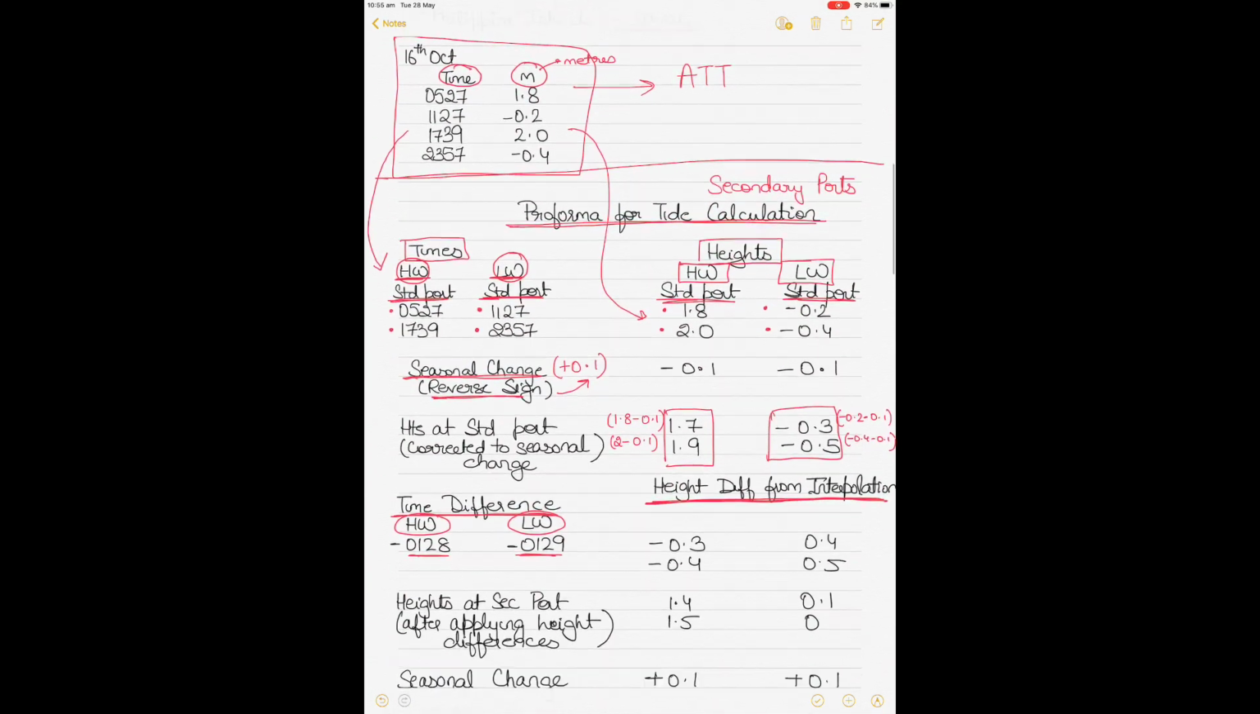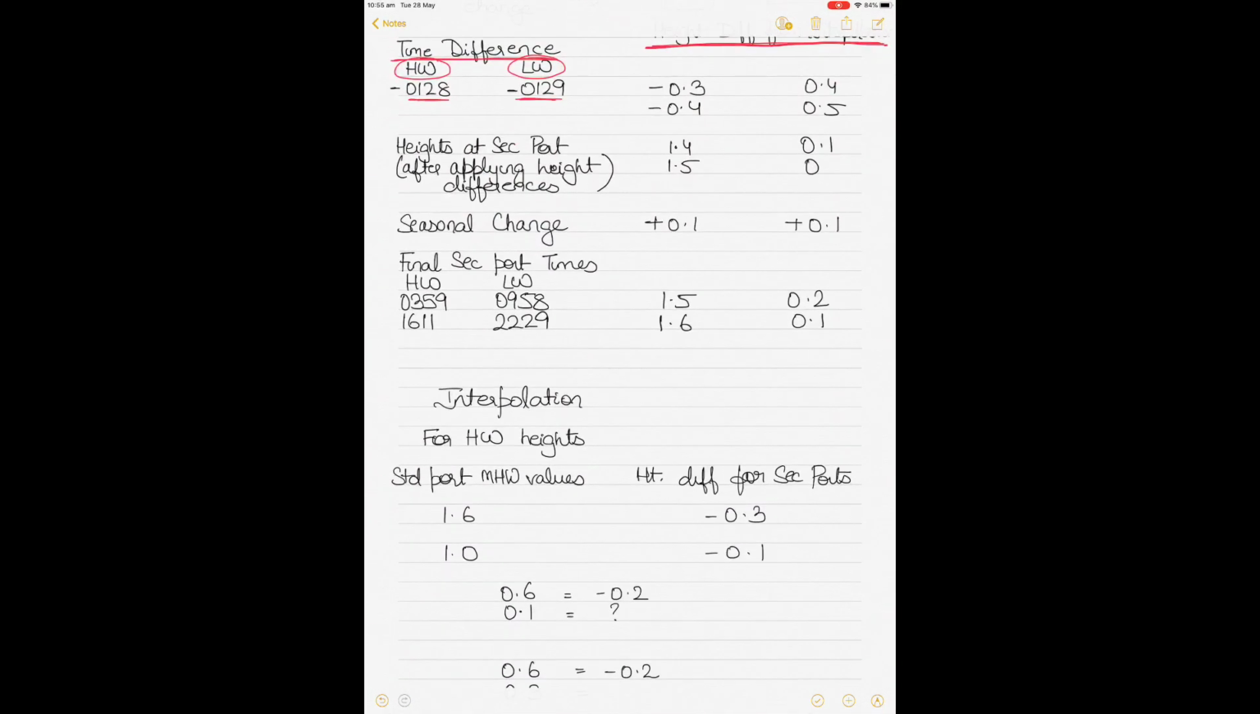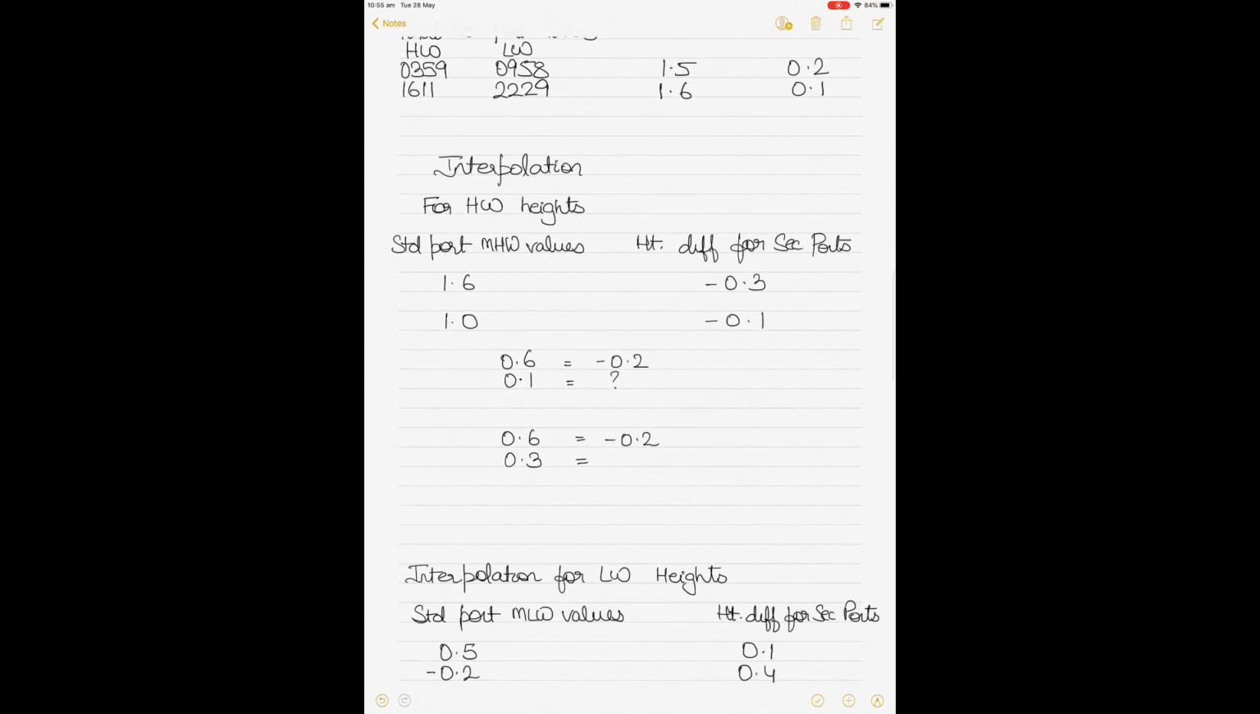Alright, so if I go back here, you can see this is the part of the interpolation. This is where I've shown you the interpolation. So let's start with the high water heights. For high water heights, as I told you before, I will write down the standard port mean high water values, which are 1.6 and 1, and the height difference for the secondary port values. So against 1.6 it was minus 0.3, and against 1 it was minus 0.1.